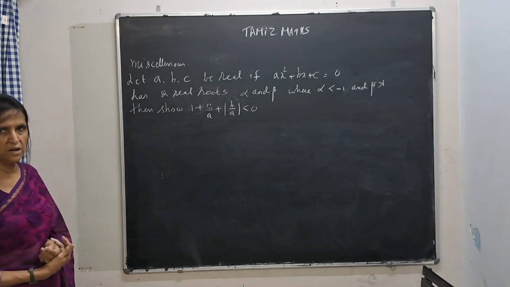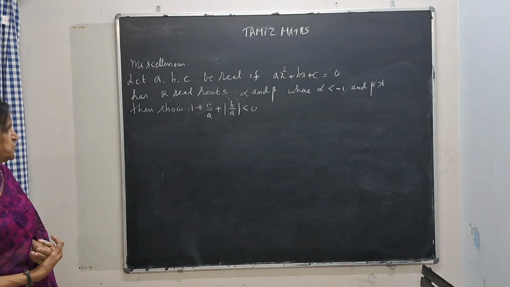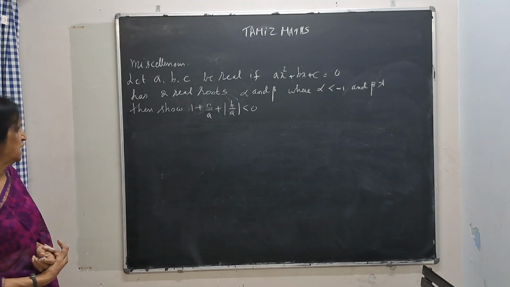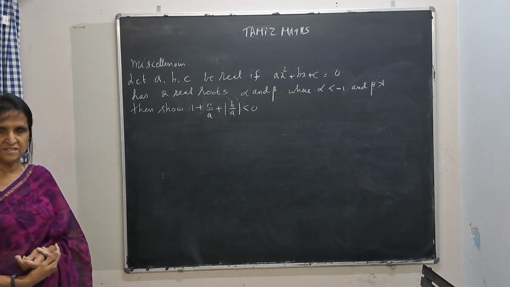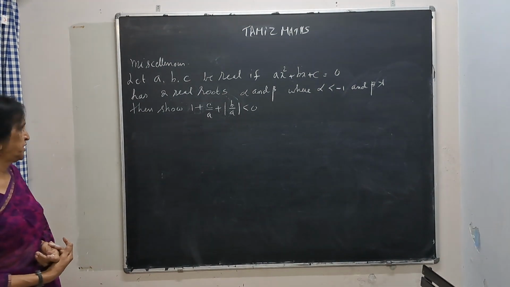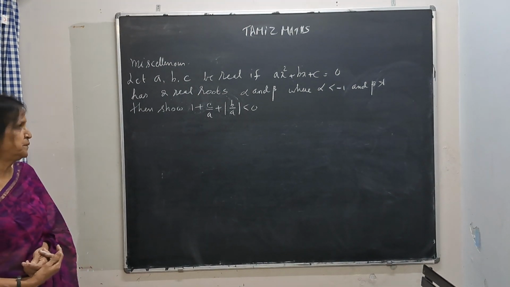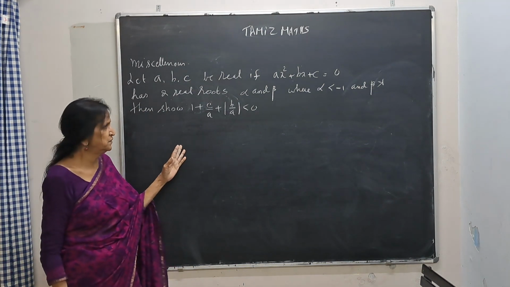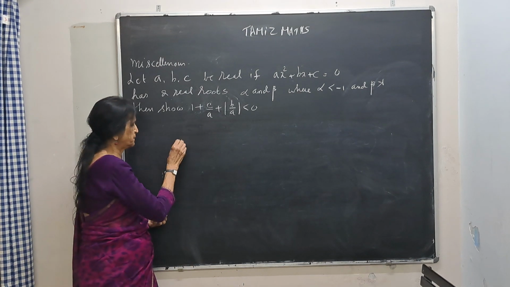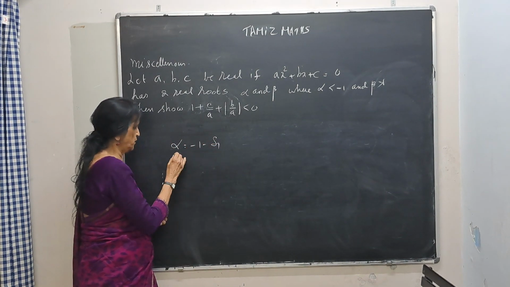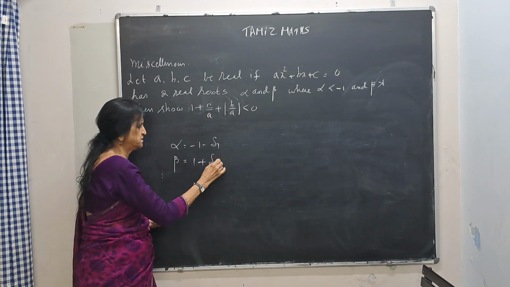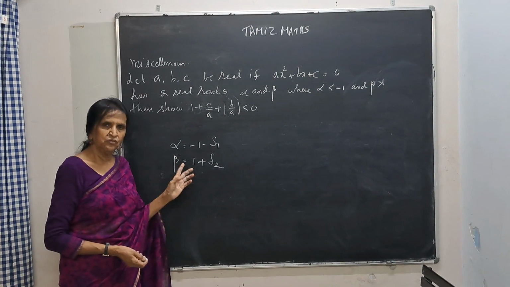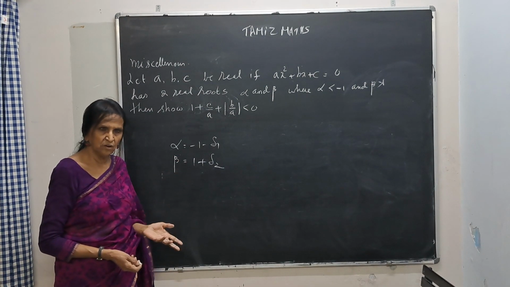Let a, b, c be real. If ax square plus bx plus c equal to 0 has two real roots, alpha and beta, where alpha is less than minus 1 and beta is greater than 1, then show 1 plus c by a plus modulus of b by a is less than 0. Just fast I'll explain again. You have alpha as minus 1 minus del 1 and you have beta as 1 plus del 2. If del 1 and del 2 are positive, the condition will be satisfied. Then go for the sum of the roots and product of the roots and carry on, you will get the answer.